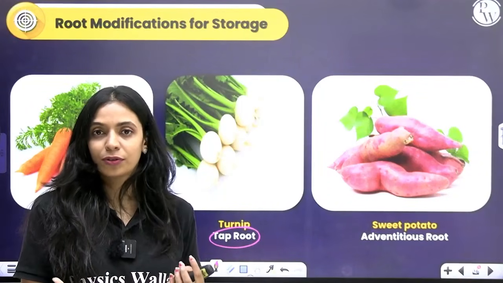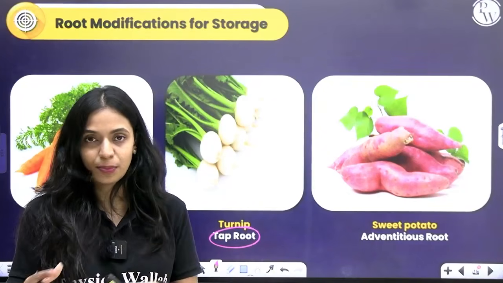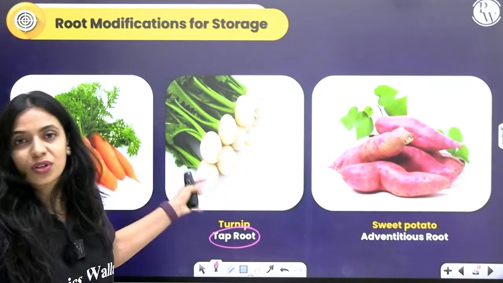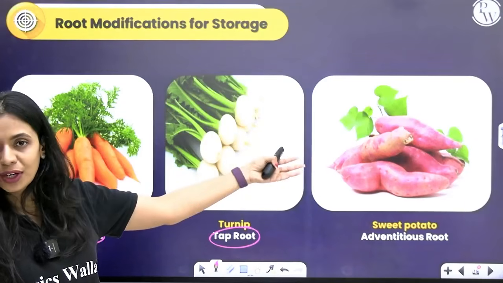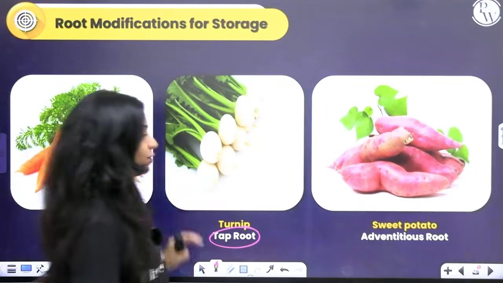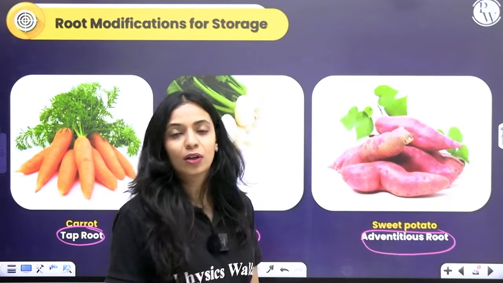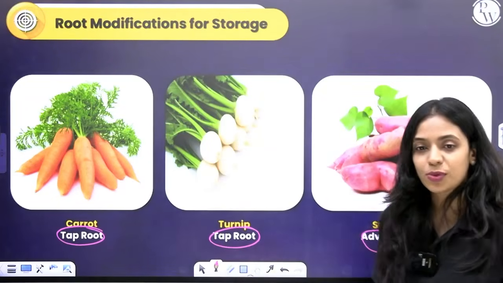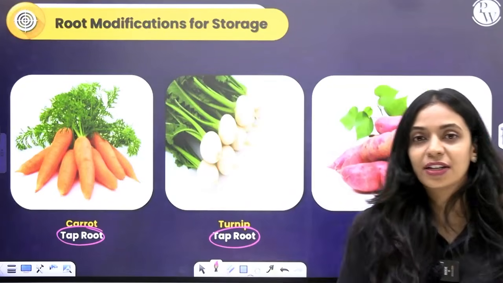It's storing a lot of food and it has become larger in size comparatively. Over here, root is modified for storage. Same thing for sweet potato. Sweet potato is an adventitious root modification where the adventitious root swells up by storing a lot of food and becomes modified. Okay, sweet potato is a root modification, adventitious root modification.